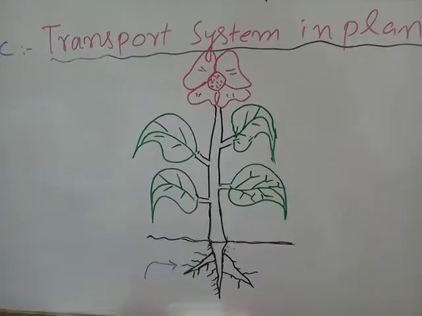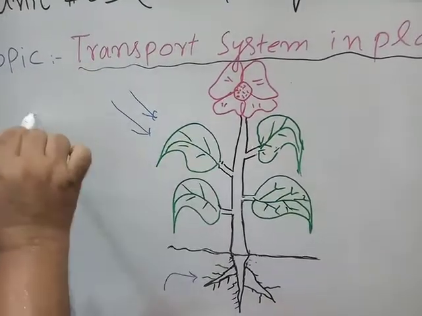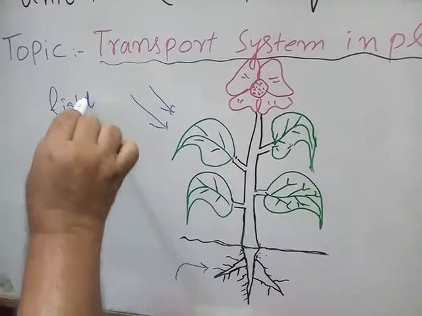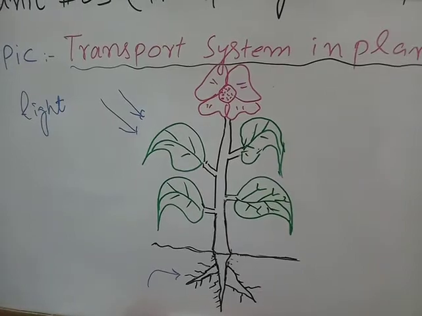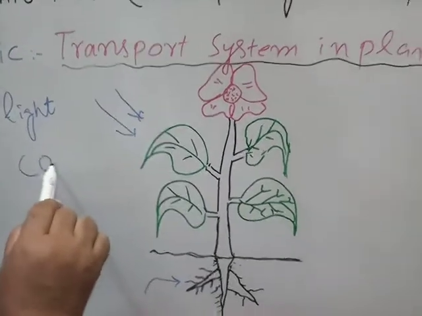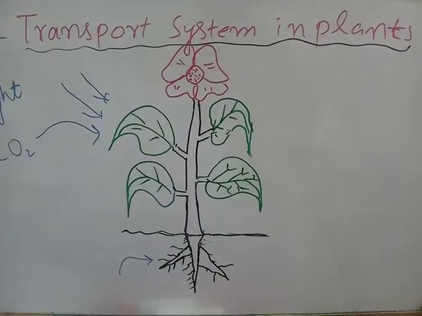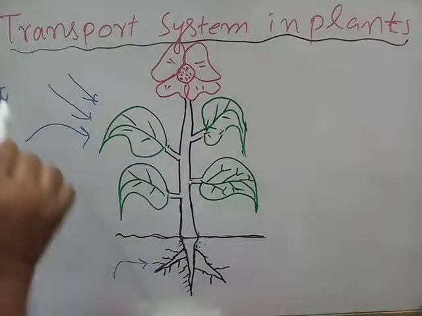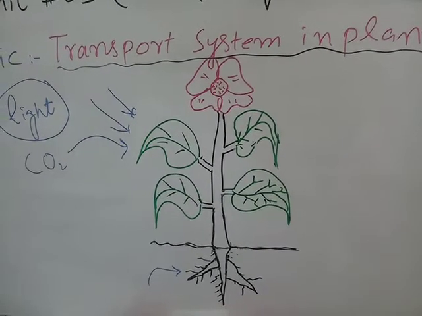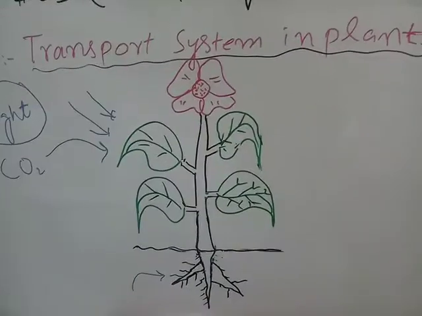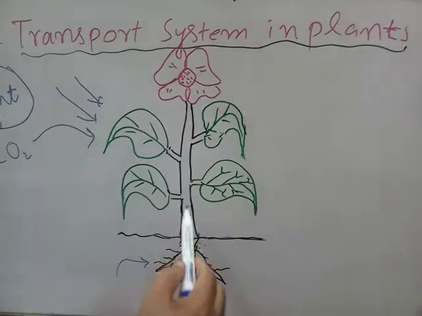Similarly, when light falls upon the leaf surface, sunlight, we know that green plants prepare their own food material by picking up carbon dioxide, CO2, from the air, and water from the roots. So water and carbon dioxide combine in the leaf in the presence of sunlight. They produce their own food material or sugar, simply called glucose. This sugar or glucose is then also transported inside the body of the plant.